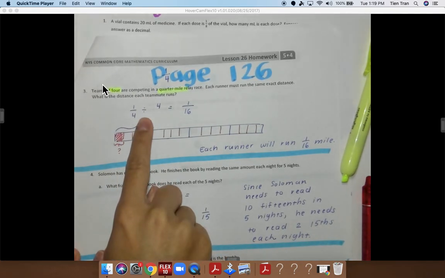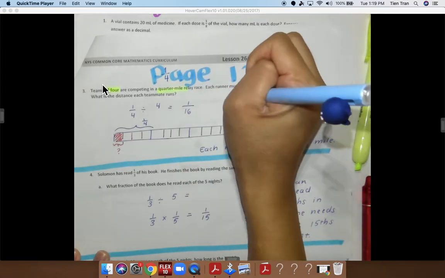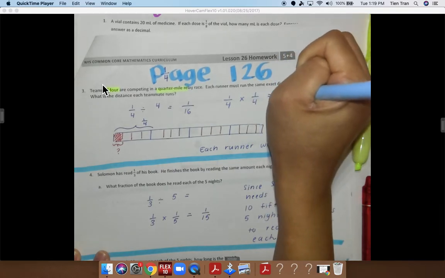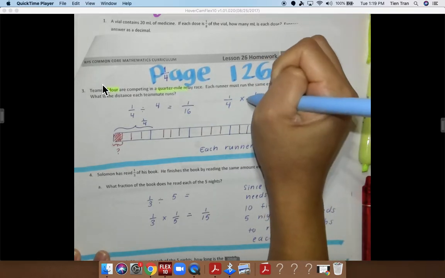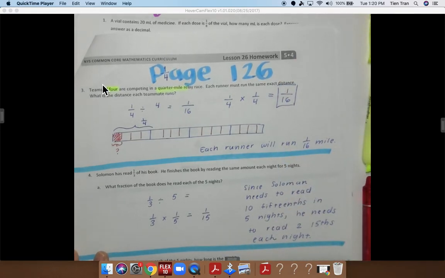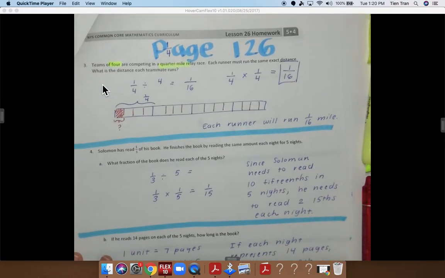So we have 1/4 divided by 4. What I'm going to do is change it to 1/4 times 1/4. So 1 times 1 is 1. 4 times 4 is 16. So my answer is equal to 1/16. So each runner will run 1/16 of a mile.